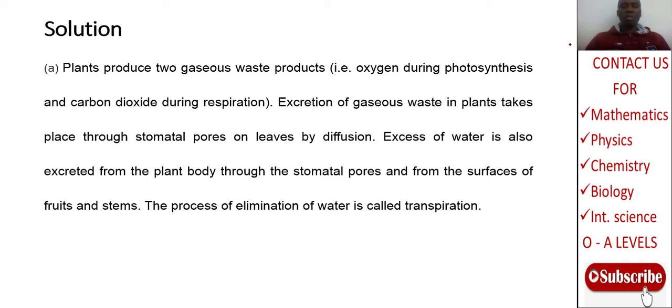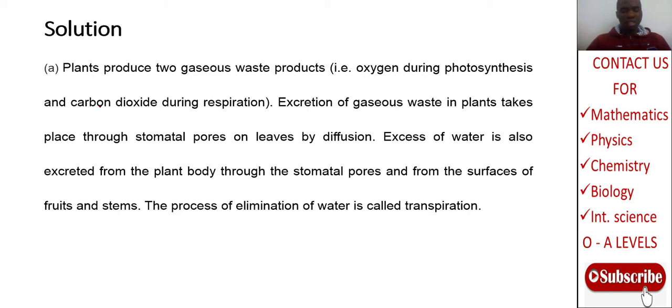So plants produce two gaseous wastes, that is oxygen during photosynthesis and carbon dioxide during respiration. So excretion of gaseous waste in plants takes place through the stomatal pores on the leaves by diffusion. Excess water is also excreted from the plant body through the stomatal pores and from the surface of the fruits and stems. And this process of elimination of water is called transpiration.